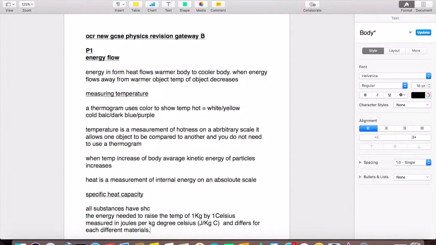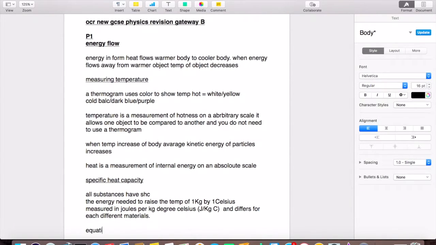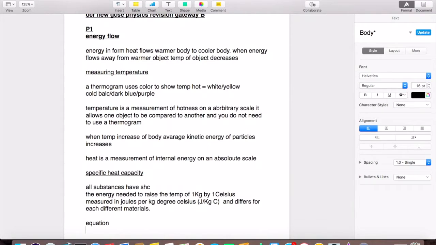The equation is energy transferred equals mass times specific heat capacity times temperature change.